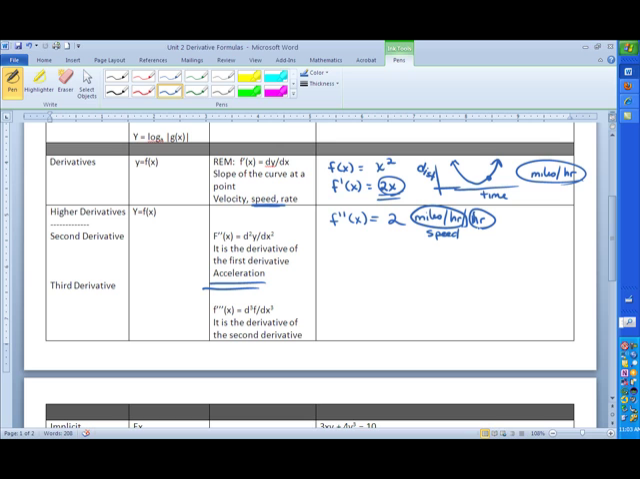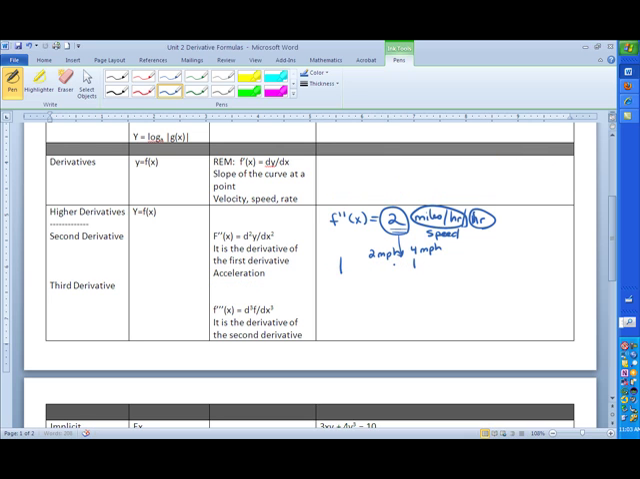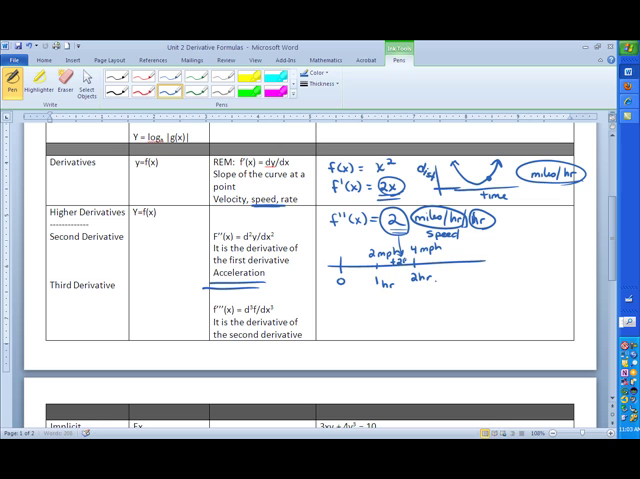And if my acceleration is 2, if I start out at time 0 and I start accelerating at 2, at the end of 1 hour, my speed will be 2 miles per hour. At the end of 2 hours, I'm going to speed up some more because I'm accelerating my speed by 2 miles an hour every hour. So now my speed is going to be 4 miles an hour. So this 2 is working in here, that as it improves, it's adding 2 miles per hour to the speed.